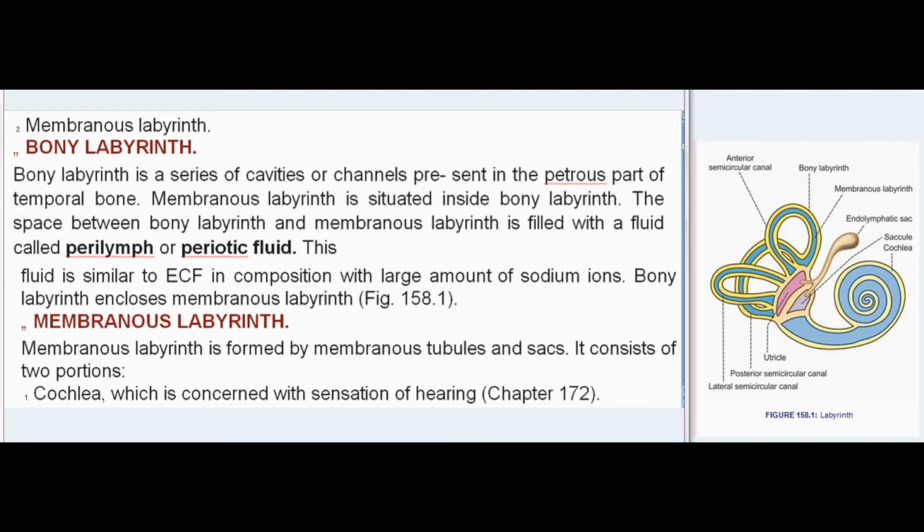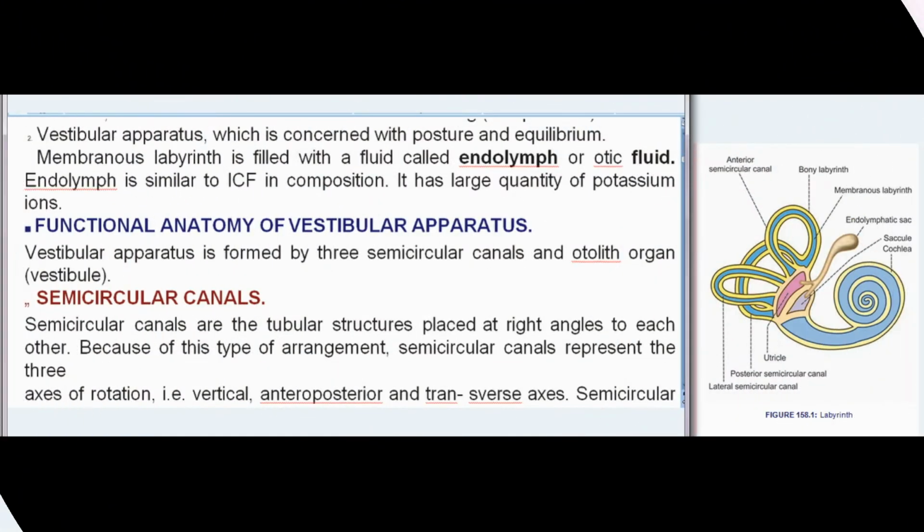Membranous labyrinth is formed by membranous tubules and sacs. It consists of two portions: cochlea, which is concerned with sensation of hearing (Chapter 172), and vestibular apparatus, which is concerned with posture and equilibrium. Membranous labyrinth is filled with a fluid called endolymph or otic fluid. Endolymph is similar to ICF in composition. It has large quantity of potassium ions.